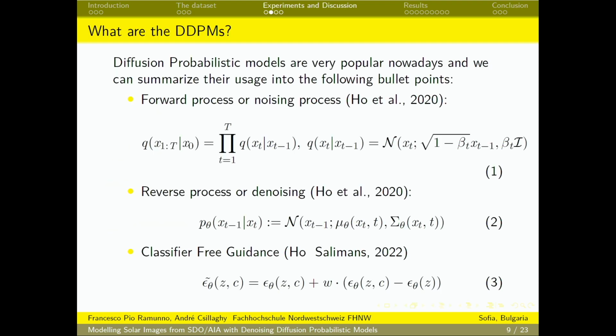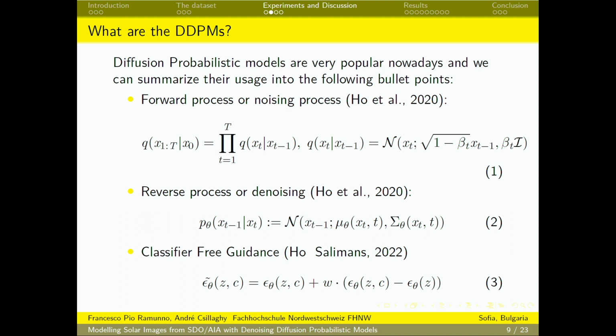Okay, so let's dig into the experiments itself. Denoising diffusion probabilistic models are cutting edge in the generative models area of machine learning. We can summarize them in 3 bullet points. The first one is the forward process, where we are not training anything. This is a fixed Markov chain in which step by step we add Gaussian noise to our image.